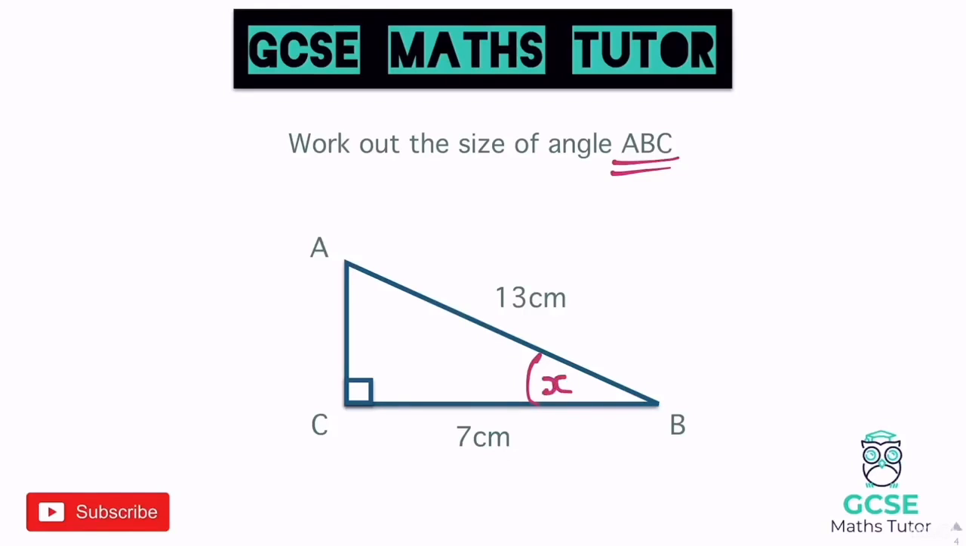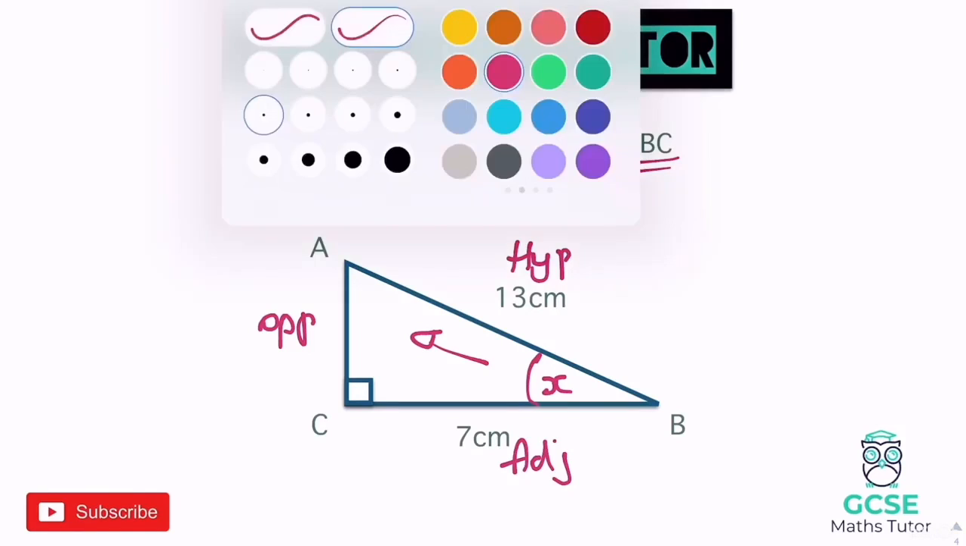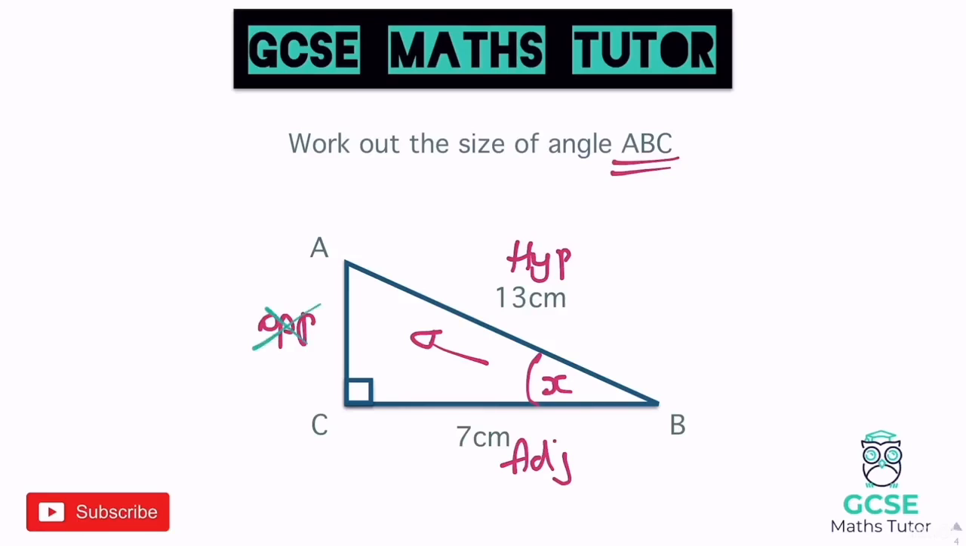And again, I'm going to follow the same process. So opposite that angle is over here. Our hypotenuse is opposite the right angle, and our adjacent side is down here. So it looks like I've got a different bit of SOHCAHTOA to use this time, because this time I don't need the opposite, but I do need the hypotenuse and the adjacent.